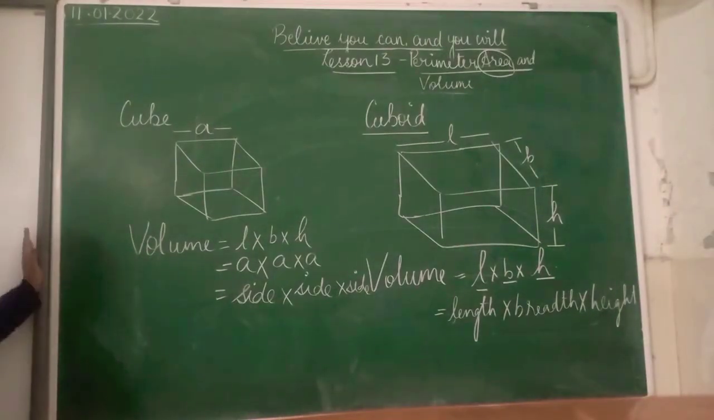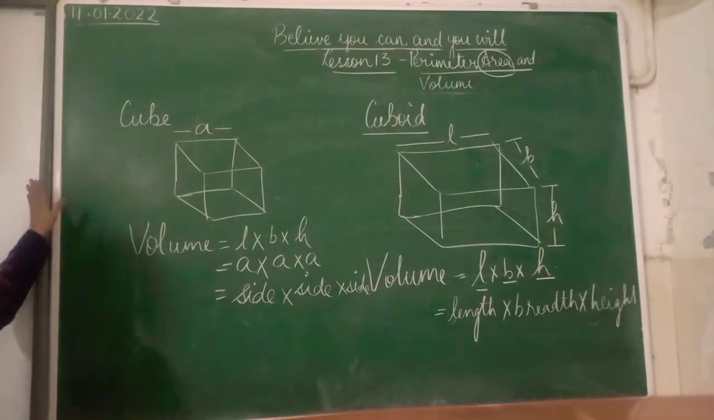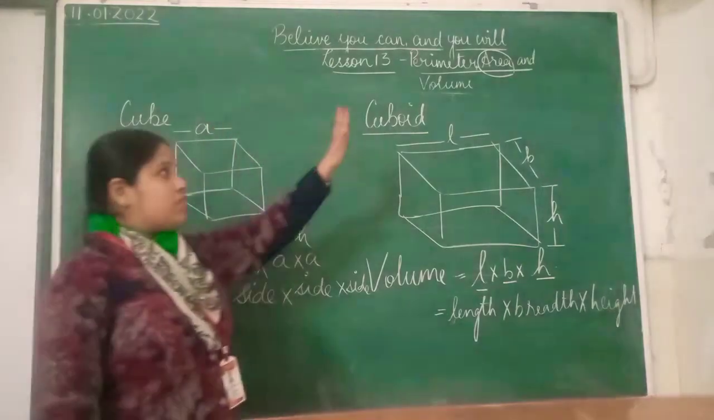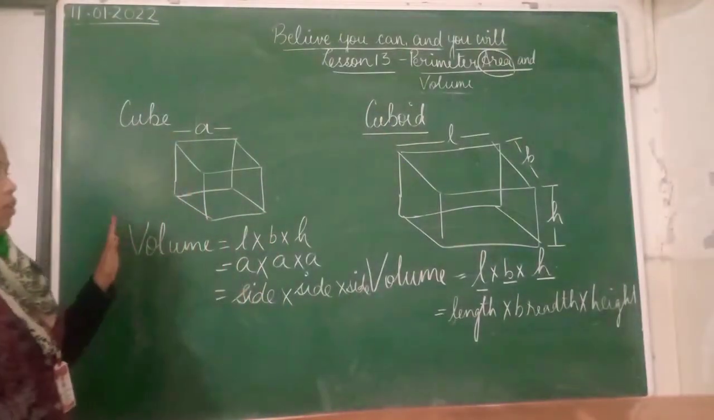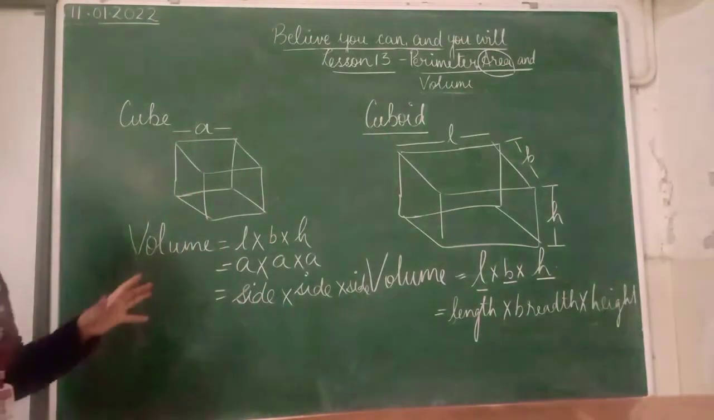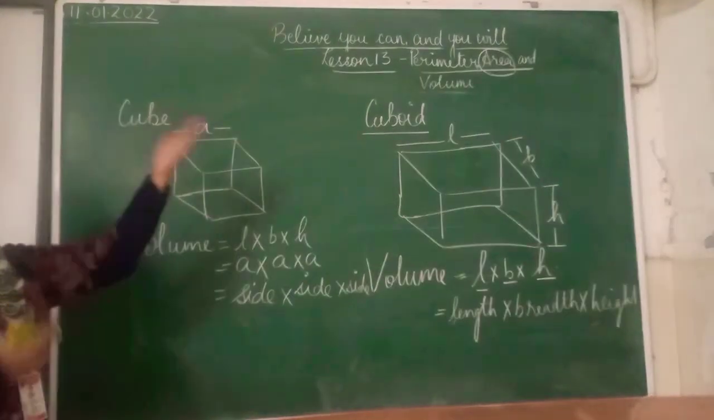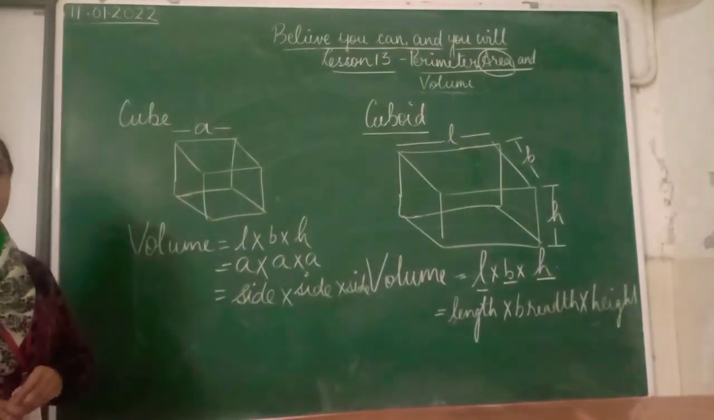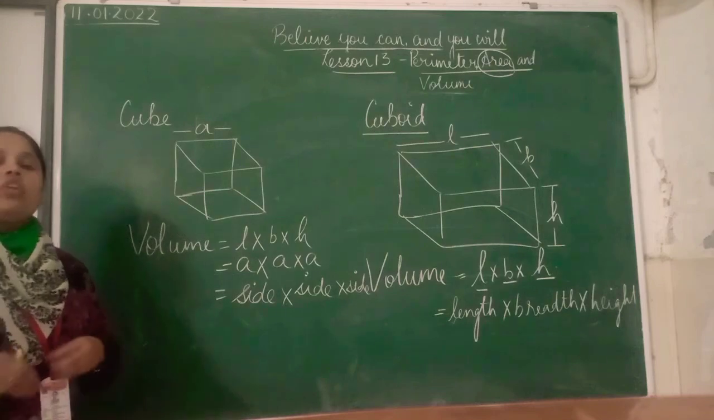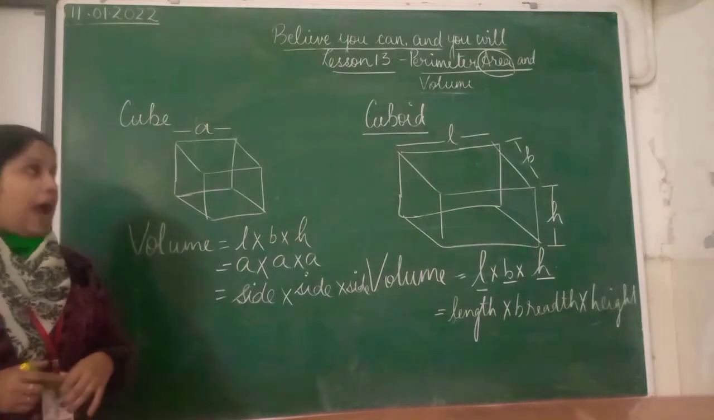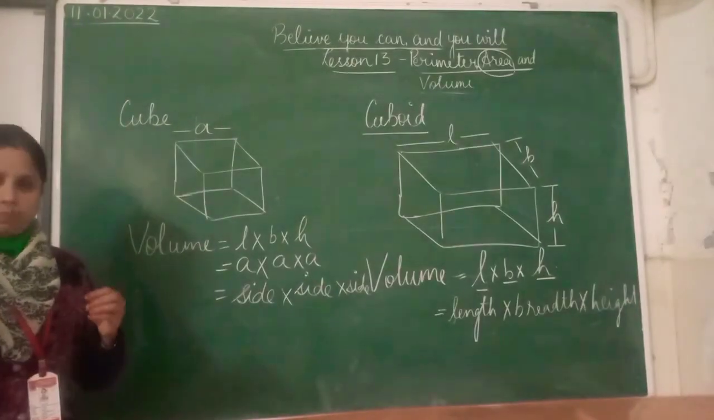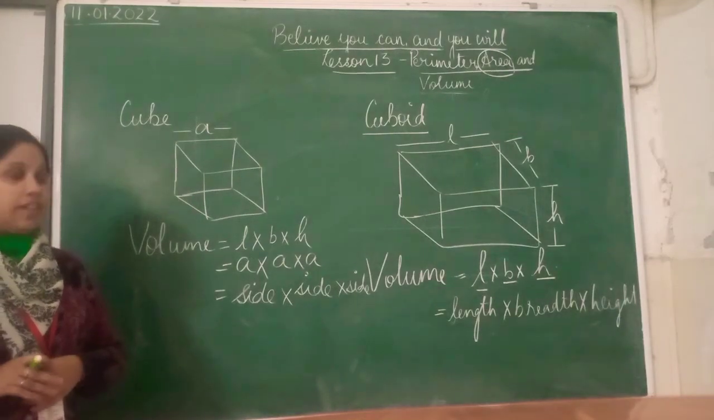Okay. So like this we have completed lesson number 13, perimeter, area and volume. Okay, so here I think children, the concept to find perimeter, area and volume is very much clear to you all. In case of any doubt, your doubts are most welcome.